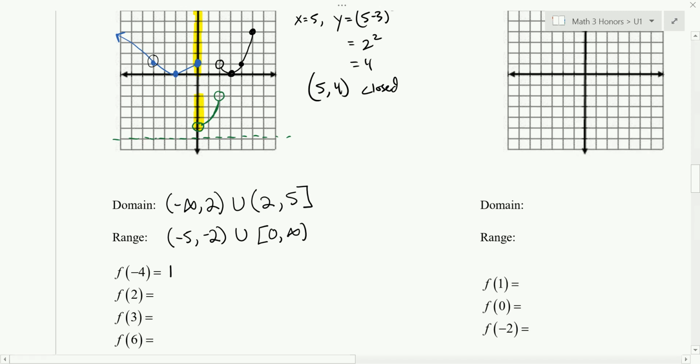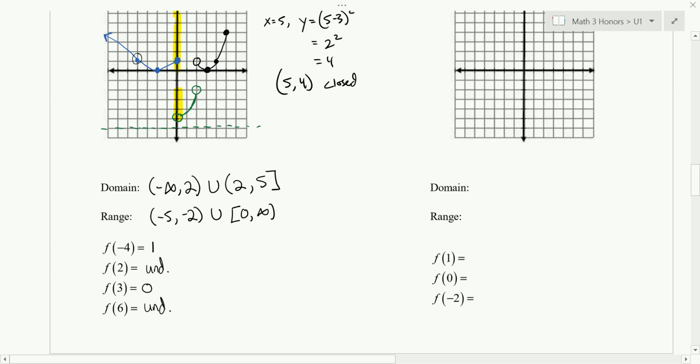F of 2, again, using the graph, what happens at 2? It's not part of our domain. So it's undefined. F of 3, we go to the right 3. What's the y value? 0. And f of 6, that's outside of our domain. Undefined. Okay.